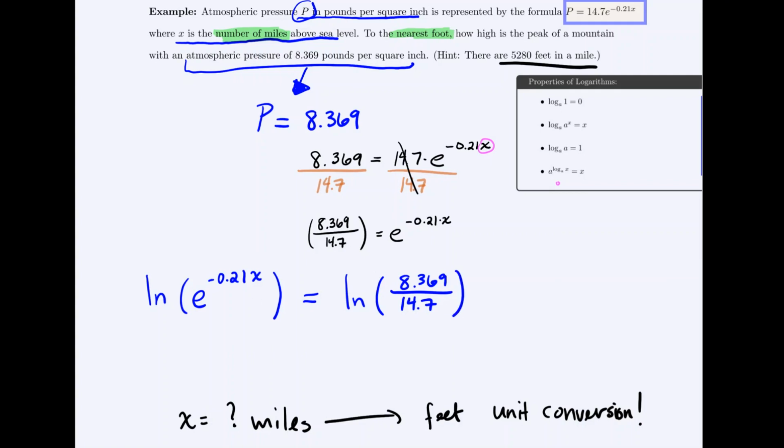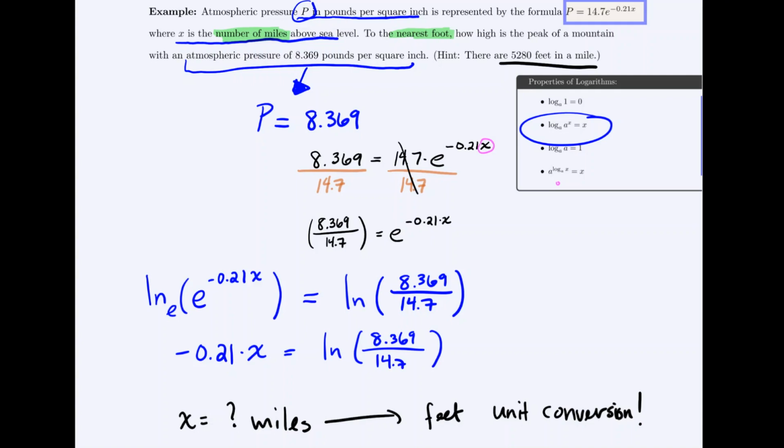Now we know that this side, through this property, natural log base e of e to something, just becomes the exponent, so that simplifies to negative 2.1 times x. And although this right side now looks complicated, we're not concerned, because we know that 8.369 divided by 14.7 is just some number. Natural log of some number is some other number that our calculator knows.